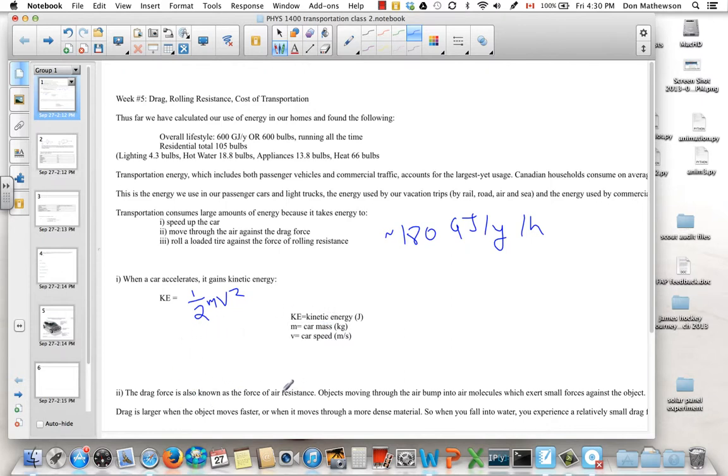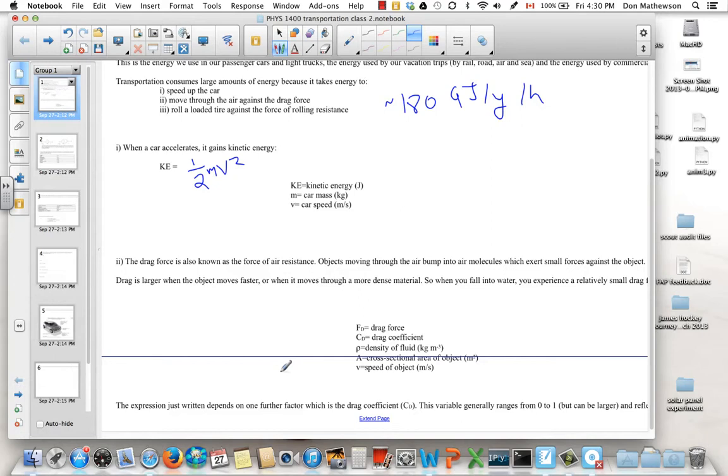Drag force is also known as the force of air resistance, and that's just the force that you need to move an object through the air, or in the case of a boat, to move it through the water. Now, the physical relationship depends on the density you're moving through, so there's more drag in the water because it's more dense, the cross-sectional area of the object, so a low-profile sports car has more drag, and then the speed of the object. Now it turns out that the drag force varies with the square of the speed.